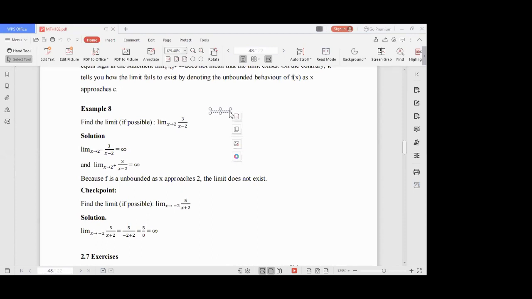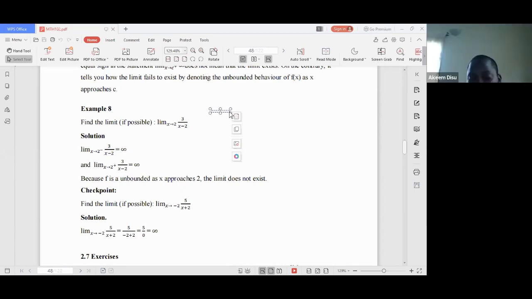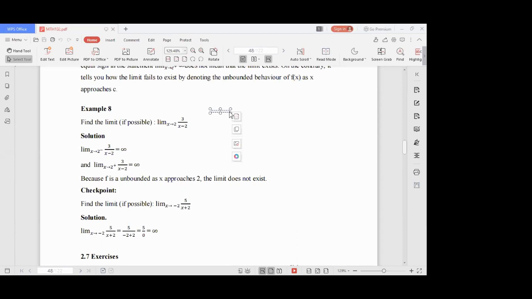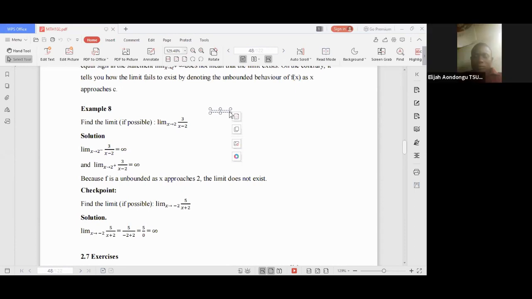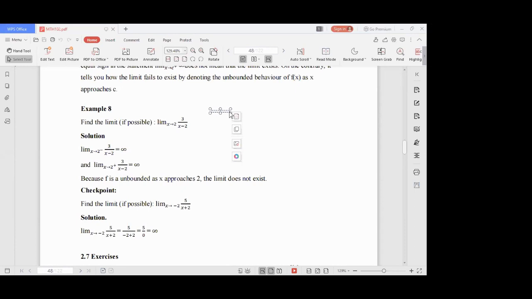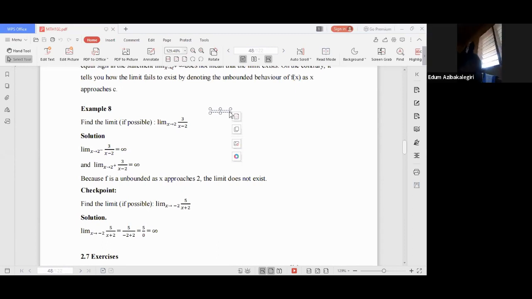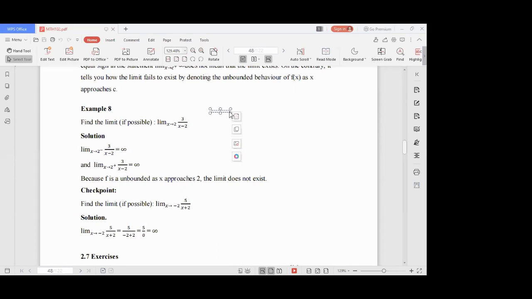Can someone read out the question for me? Question 8 says, find the limit if possible. Find the limit as x tends to 2 of 3 all over x minus 2. Let's consider that.